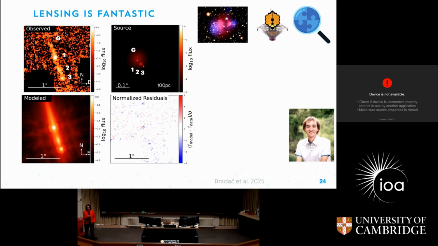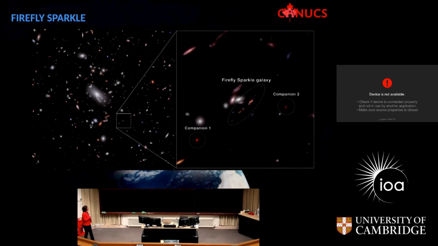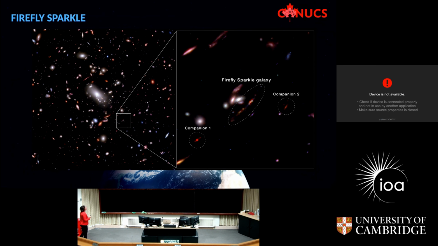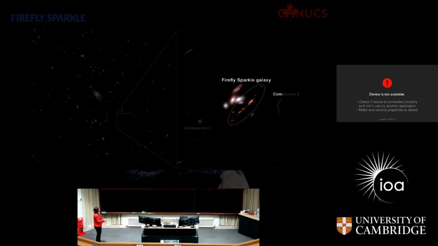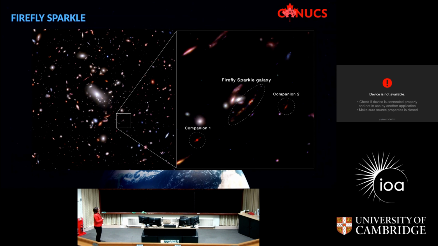And this is obviously not the only example we have. Here is another one from a CANUCS cluster. So this galaxy is called the Firefly Sparkle Galaxy, or Christmas light galaxy, because this paper came out around Christmas, and of course everybody who saw that image of this galaxy was like, oh, Christmas lights. So maybe sometimes we do have good imagination of what to call things.